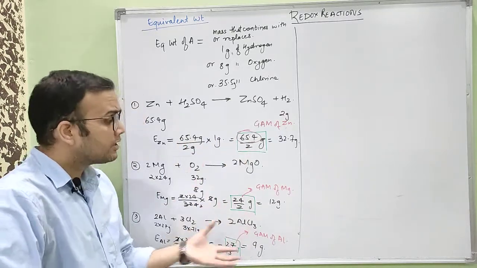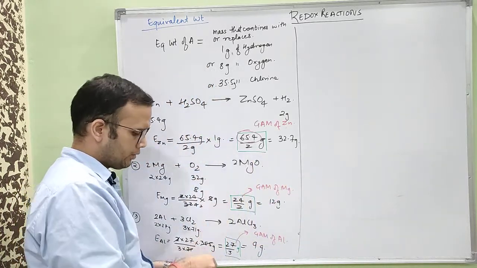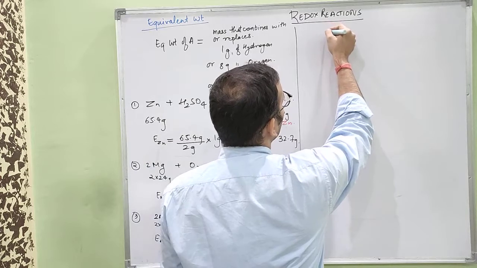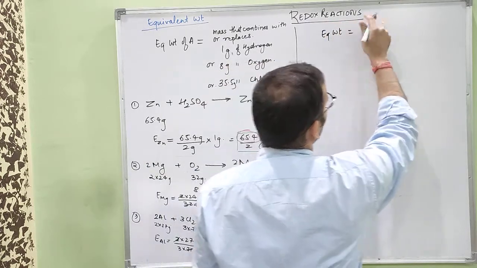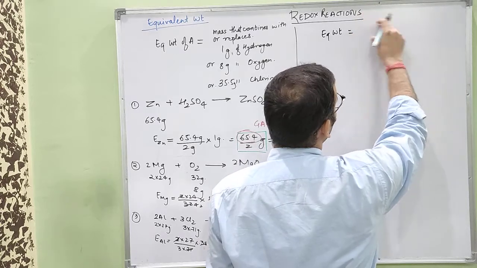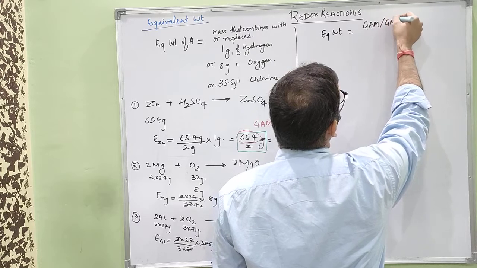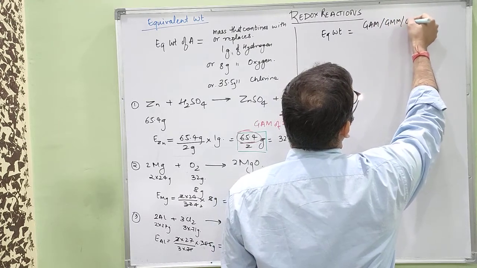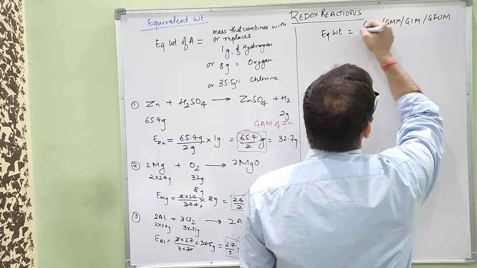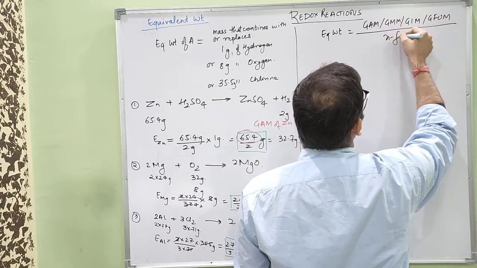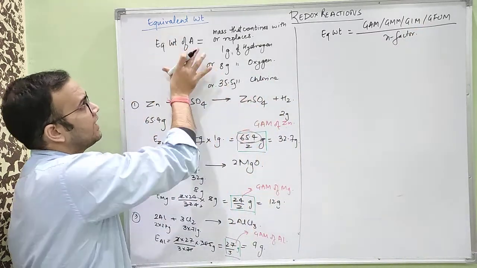Got it? So as per this definition, if I want to write, I have not dictated things to you. I'll dictate it to you, don't worry. Just let me write first the equivalent weight, the general definition of equivalent weight. Sorry, not the definition, but the formula. That is gram atomic mass or gram molecular mass or gram ionic mass or gram formula unit mass divided by N factor. Okay?